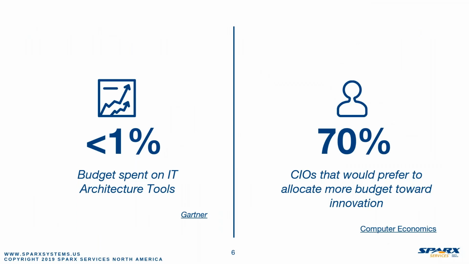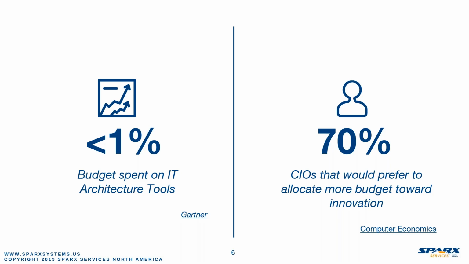Less than 1% of the budget spent on IT is spent on architectural tools. That is kind of scary. And 70% of CIOs would prefer to allocate more budget toward innovation. So 70% is a huge, huge number. It means that they feel that most of the budget is spent on things that are really not bringing the company toward an innovative pattern.